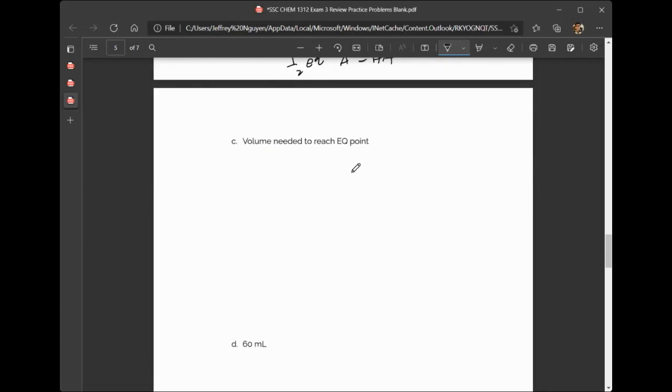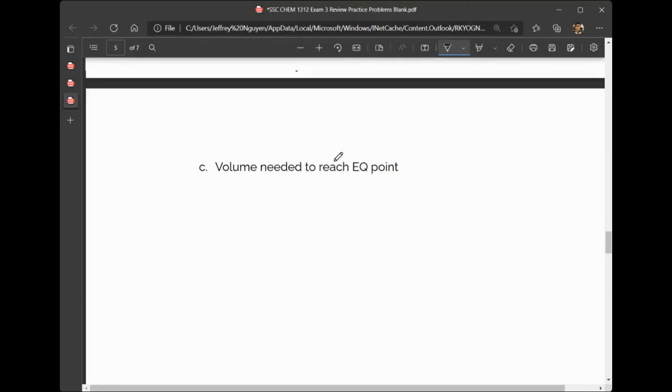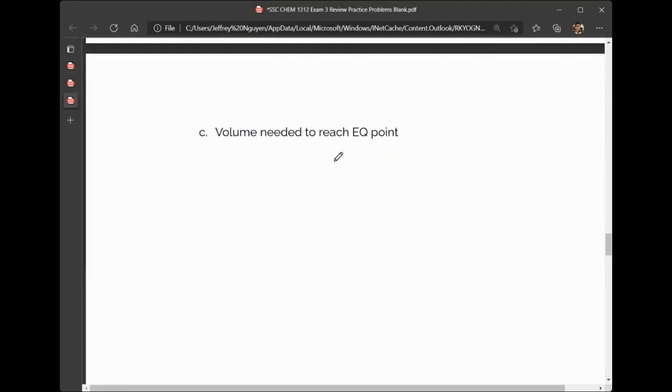So volume needed to reach equivalence point. Okay, so this one is a long question. So let me know at any point if you have any comments or concerns. So how do we get the volume needed to reach equivalence point? We know that the equivalence point is defined as when the moles of the titrant are equal to the moles of the analyte. Another way you can write moles is concentration of the titrant times the volume of the titrant is equal to concentration of the analyte times the volume of the analyte.